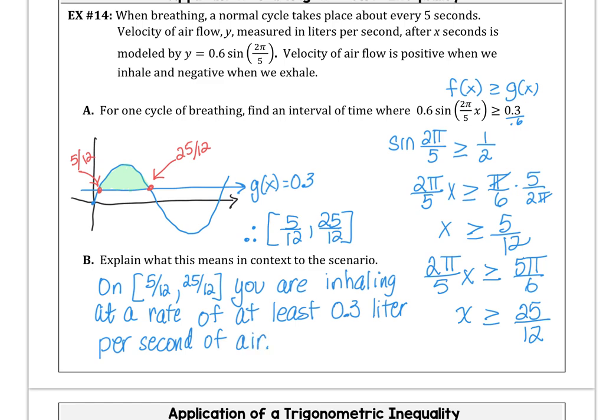And I believe if you checked these values into our equation, you would get that the amount of air is like 4.4166 to 2.0833, I believe, is the amount of air. So it's more than a third of a liter per second.